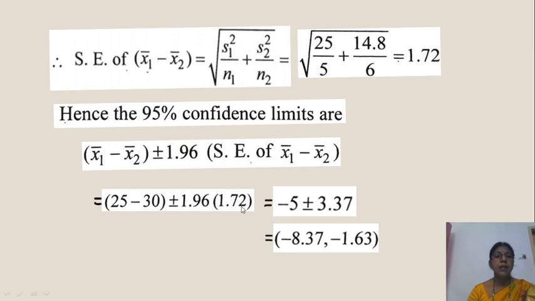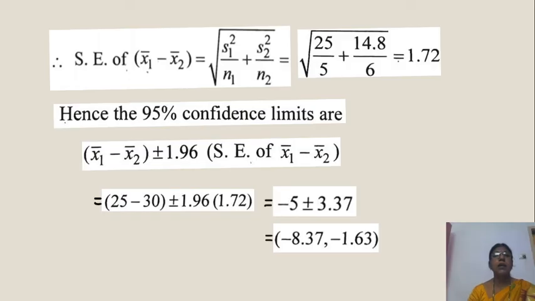Substitute here. Now this is minus 5 in the first bracket plus or minus the product of these two values, which is 3.37. Now we get minus 5 minus 3.37 as the lower limit, which is minus 8.37, comma, minus 5 plus 3.37, which is minus 1.63, the upper limit. So these are the confidence limits for the given problem.